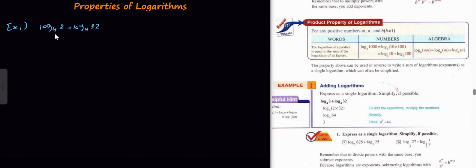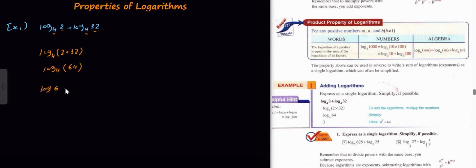If our bases are the same, we can multiply these two numbers here. So we can say log base 4 of 2 multiplied by 32, and 2 multiplied by 32 is 64. So log base 4 of 64 equals what? As we mentioned before, by a calculator we can immediately solve it.